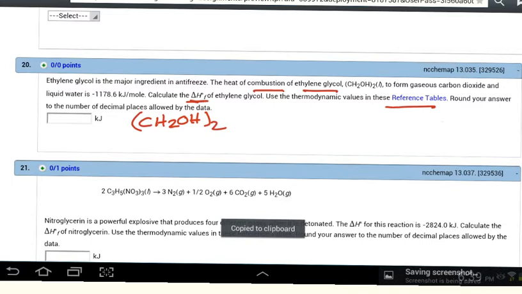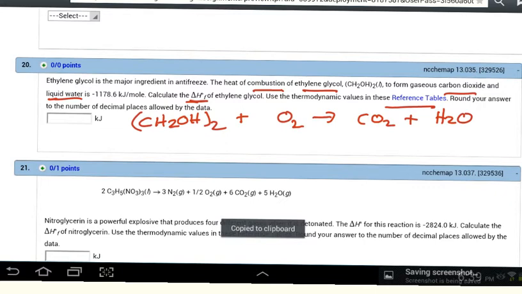So I've written ethylene glycol down, and you'll remember that in a combustion reaction, it always reacts with oxygen, and it makes CO2 and water. They mentioned the CO2 and the water in the problem, but you notice they left out the oxygen, expecting you to know that that was part of combustion.